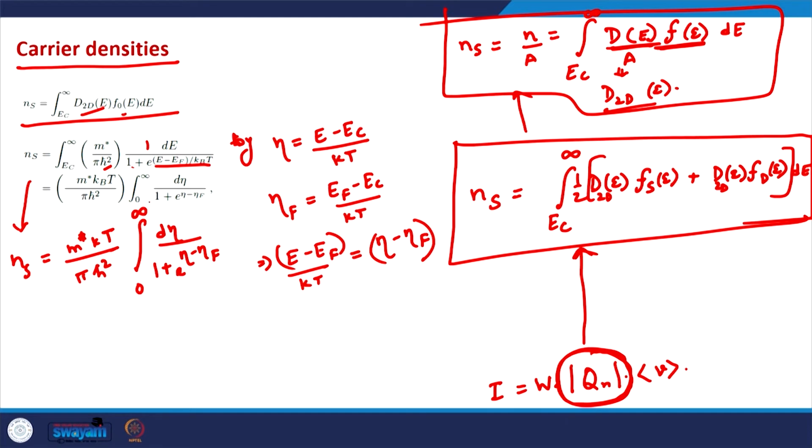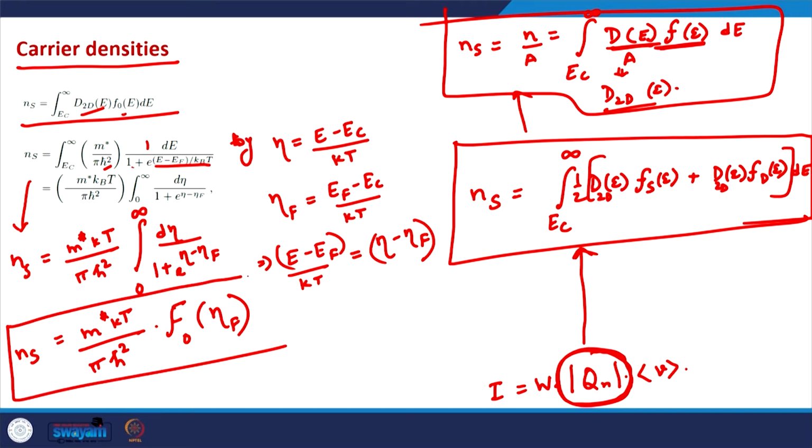And if you remember the form of the Fermi-Dirac integral, this is the Fermi-Dirac integral of order 0. So, this becomes m star kT by pi h bar square times the Fermi-Dirac integral of order 0. So, this is the number of electrons in the channel per unit area, this is the density of electrons in the channel at a finite temperature.